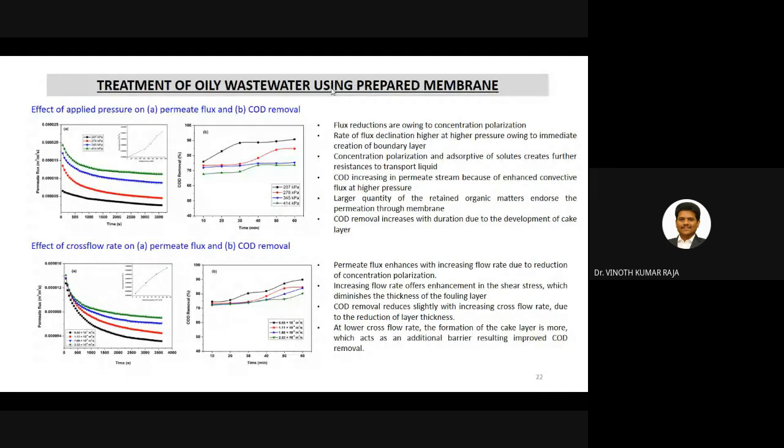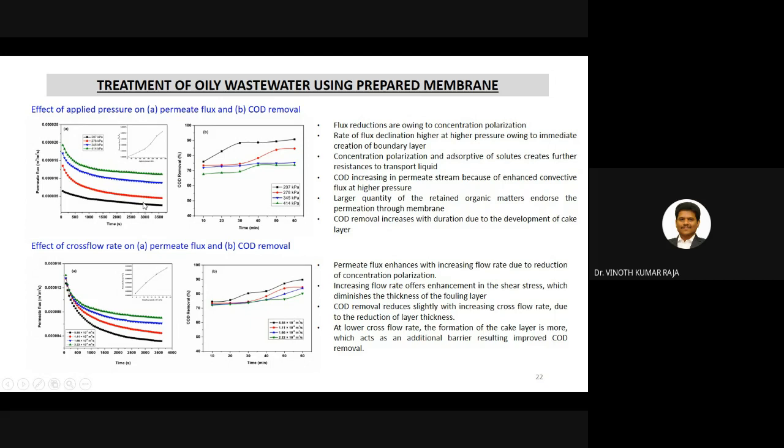Moreover, the percentage of COD removal increases with the microfiltration time. That is possibly due to the development of a cake layer resulting from the accumulation of particles on the membrane surface with time. As we know, the formed cake layer acts as a secondary layer for the final filtration, which leads to increased COD removal efficiency. So the cake layer also facilitates an increase in COD removal with respect to time.